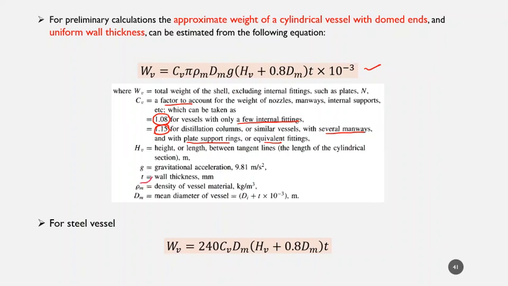So it includes the wall thickness and the density of the vessel material. You may refer to the reference book for the density of this particular design material, such as stainless steel or carbon steel. Each has its own density. And then we also consider the mean diameter of the vessel, which you can calculate using this equation, by considering the additional thickness on the vessel. Okay, for the steel vessel, this equation can be simplified into this equation.